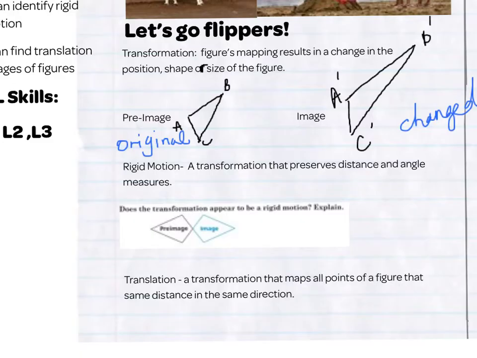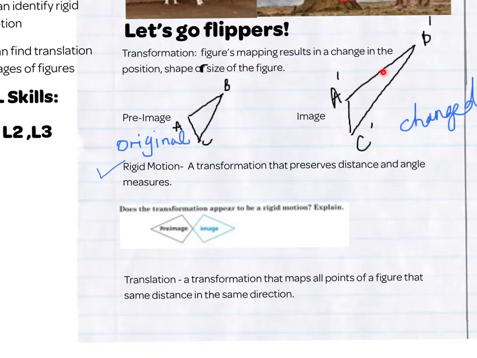The first definition that I want you to write down is rigid motion. Rigid motion is when we have a transformation that preserves distance and angle measure. So the example above, with the pre-image and image, would not be rigid motion because these two figures are not congruent. The angles may be the same, but the distance of the side from A to B is not the same as A prime, B prime.